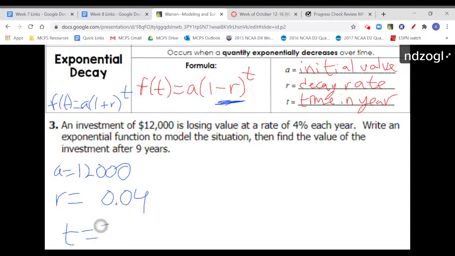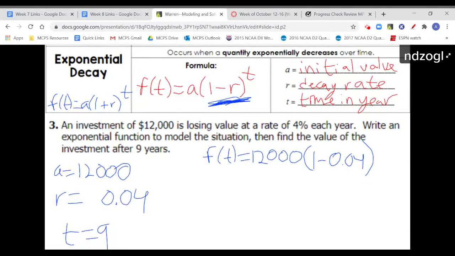So t is 9. When I then go to write my formula here, I'm again plugging in that initial value where it always goes. And then when I get to 1 plus my rate, because this is a decay, right, I could either memorize that it is minus the rate, or I could just think logically, well, I'm losing value, so obviously I'm going to subtract that rate, right? So hopefully that makes sense to think about it that way.